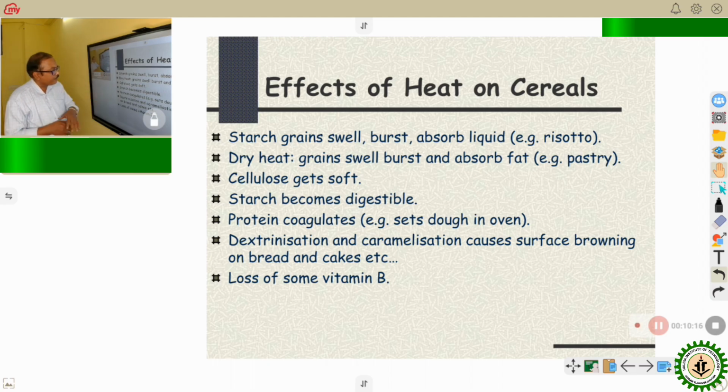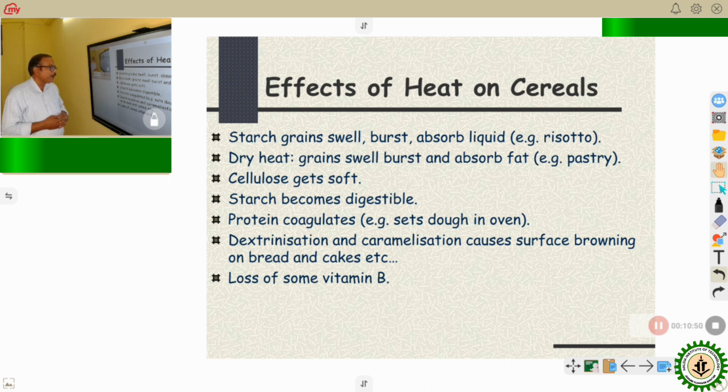Cellulose gets soft, starch becomes digestible, protein coagulates. For example, the dough sets in the oven as protein coagulation takes place. Dextrinization and caramelization cause surface browning on bread and cakes. That is very common because protein is present, and the glutenin and gliadin portion, these two proteins, the prolamine and glutenin, interact together to produce gluten.